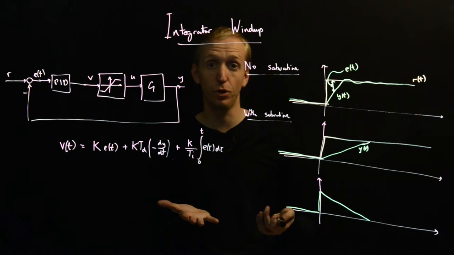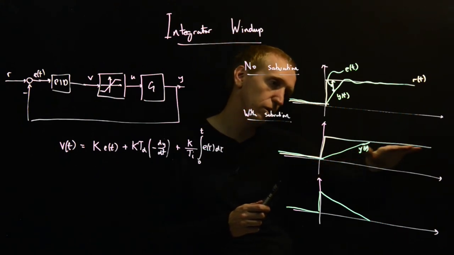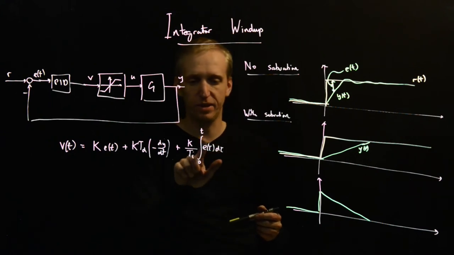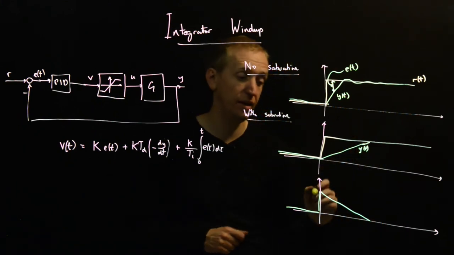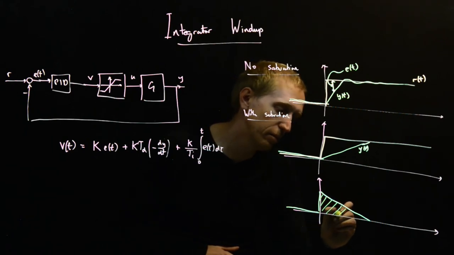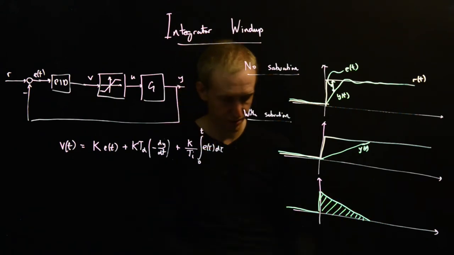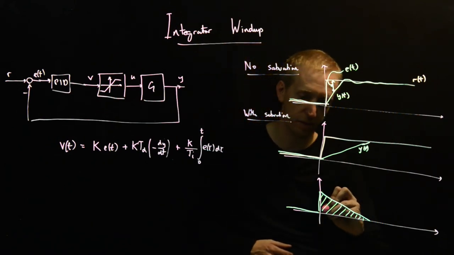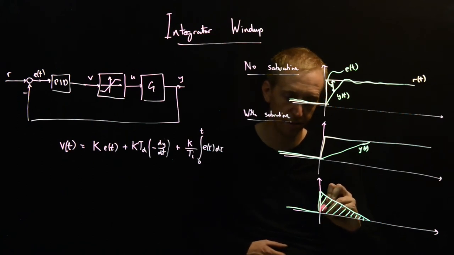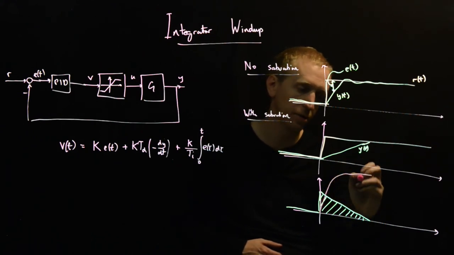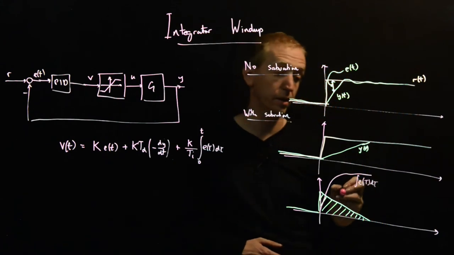And this is where this wind-up phenomenon occurs. And I probably could have drawn this picture slightly more exaggerated, so imagine this is even slower. But what is this term here? Well, we have something that depends on the integral of e. And you see, we were really slow to get up to our reference here. And during all of that time, we just kept on integrating up the error, and this area got bigger and bigger and bigger. So what does the integral look like? It starts off with no integral, and then it gets bigger and bigger, and it sort of flattens out. So this is what the integral of e of tau d tau looks like.